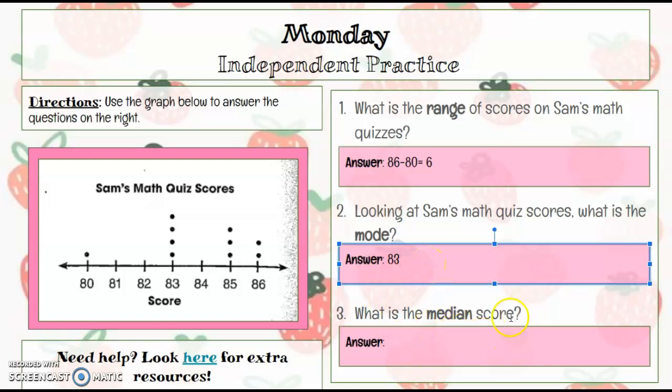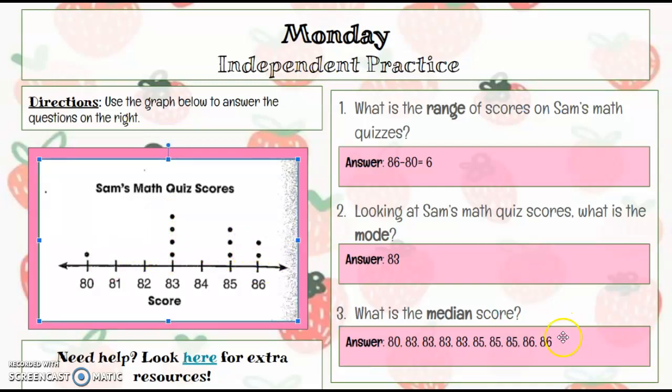And then finally, our median score is the number that is in the middle. So if I write my numbers in order from least to greatest, I have 80, and I have 4 83s: 83, 83, 83, 83. I have 3 85s, 1, 2, 3, and I have 2 86s. So I have 1, 2, 3, 4, 5, 6, 7, 8, 9, 10. Let's just check that I have all my numbers: 1, 2, 3, 4, 5, 6, 7, 8, 9, 10.